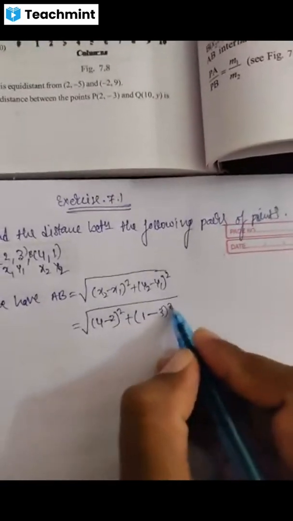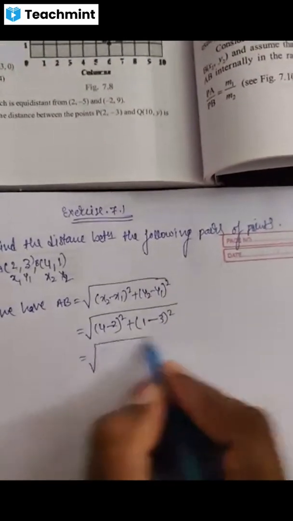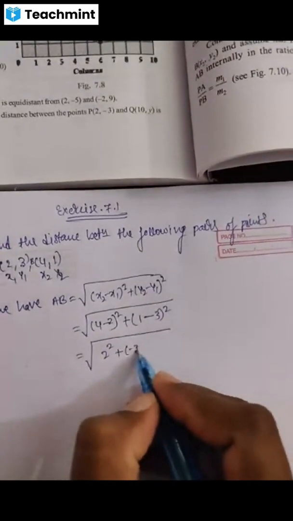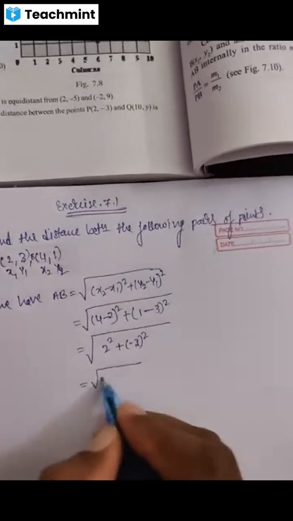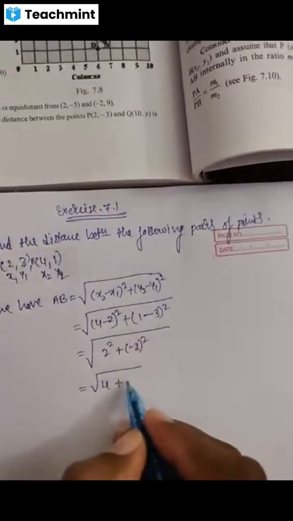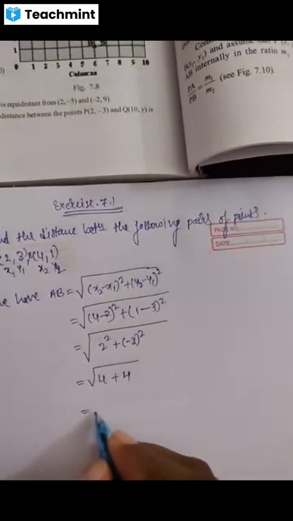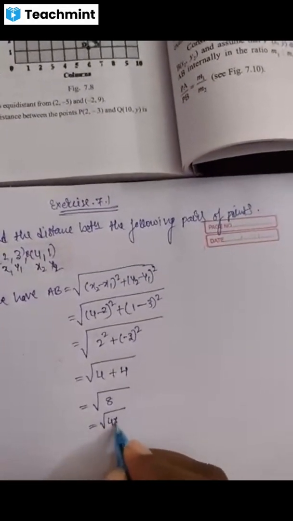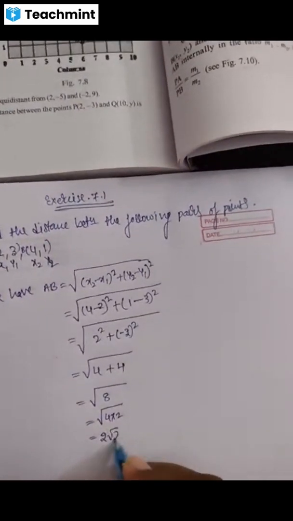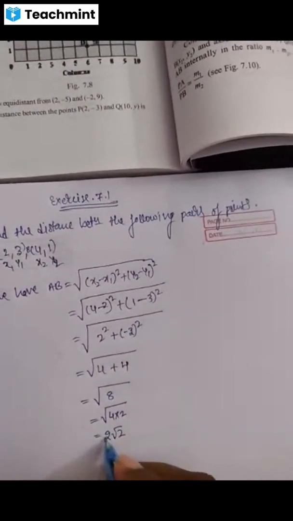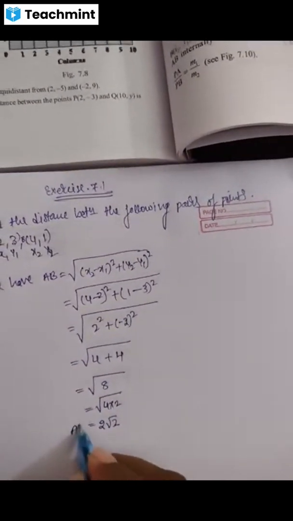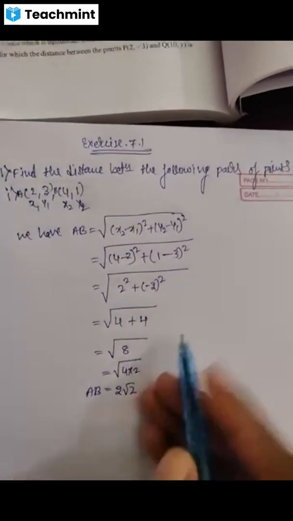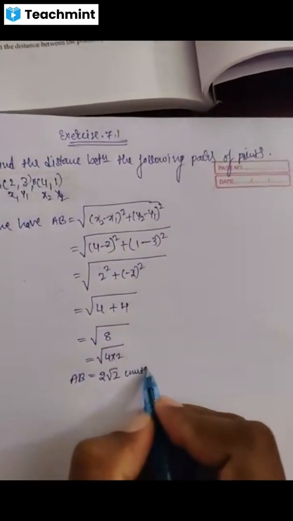y1 is 3, whole square. That is equal to square root of (4 minus 2, which is 2) square plus (minus 2) whole square. So 2 square is 4, plus again (minus 2) square is also 4, that is 8. We can simplify this as 4 into 2, and write it as 2 root 2. The 4 comes outside as 2. So the distance between the points (2, 3) and (4, 1) is 2 root 2 units.